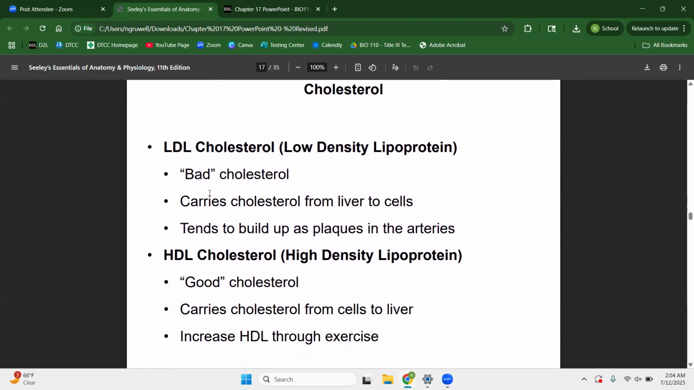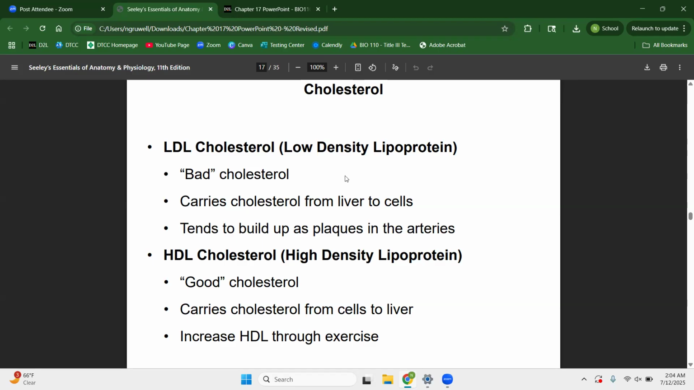And so this is what we were just talking about. LDL, low density lipoprotein, is bad cholesterol. It's going to take cholesterol from our livers to our cells. And the big problem is this right here: it's going to get caught on the walls of our arteries and build up. That's what we refer to as plaque. Our HDL cholesterol, this is the stuff we want. It's good cholesterol. It's actually going to go the opposite direction, from the cells to the liver. And we can also increase this number not just with a better diet, but with more exercise.